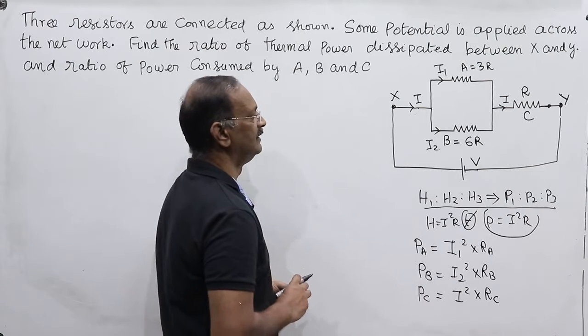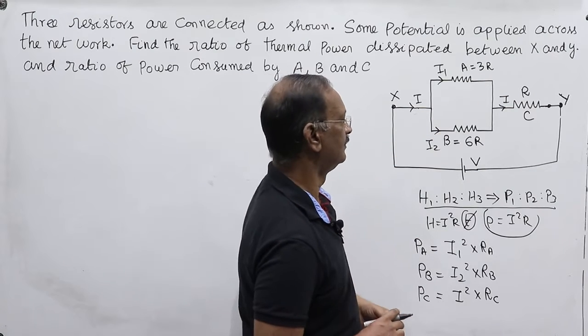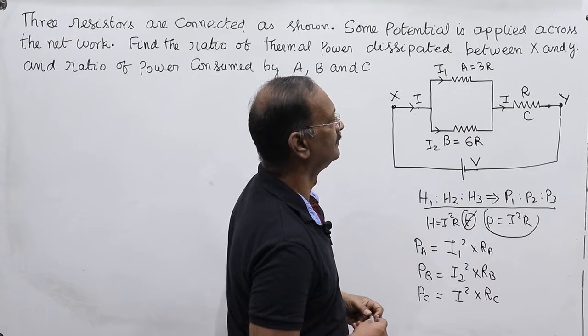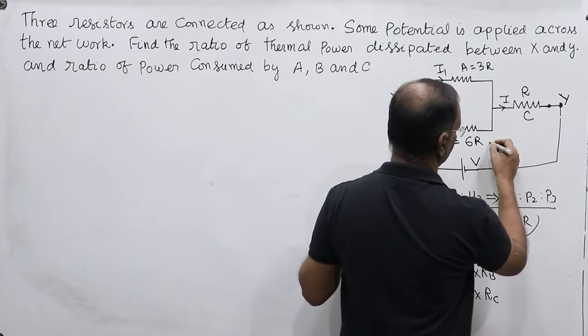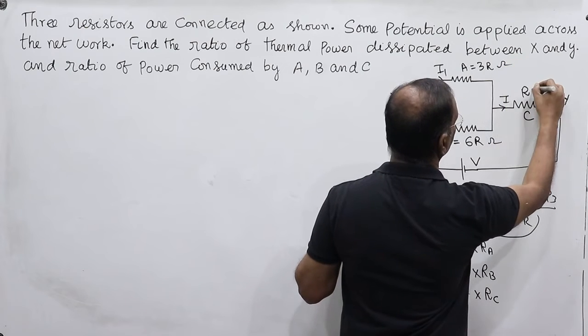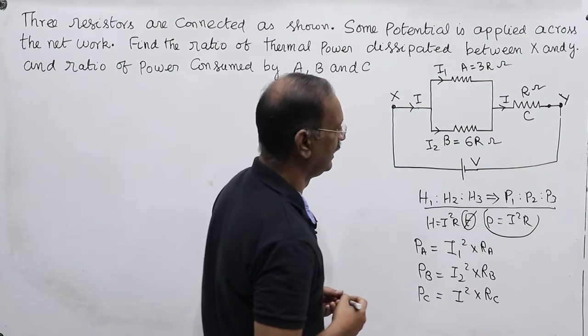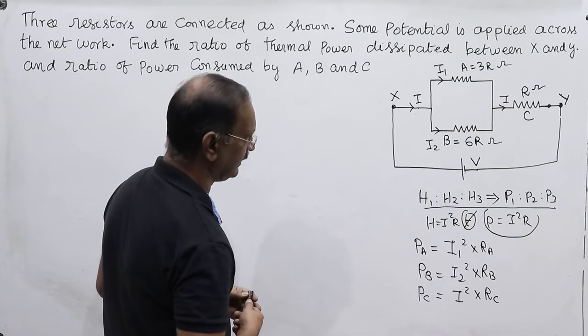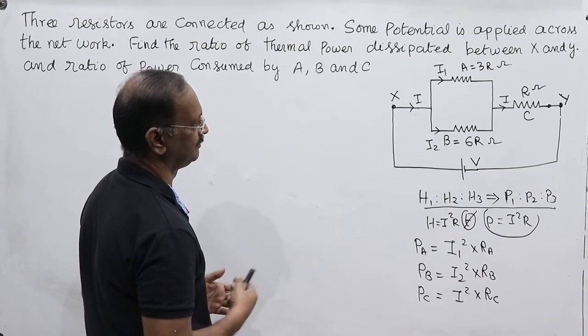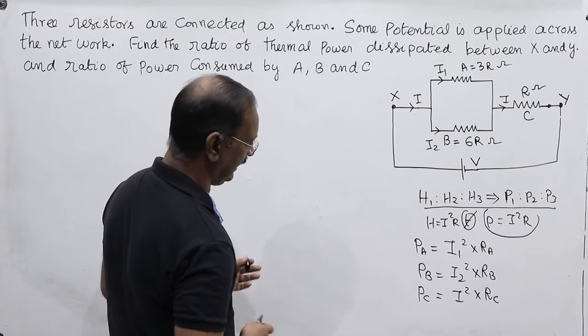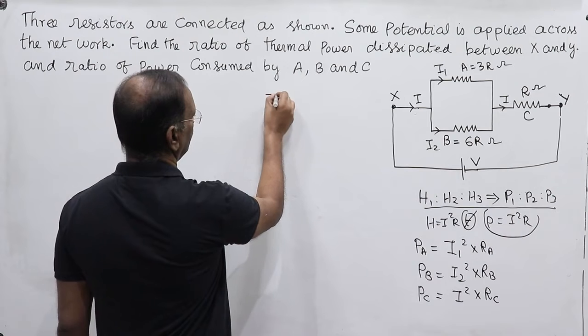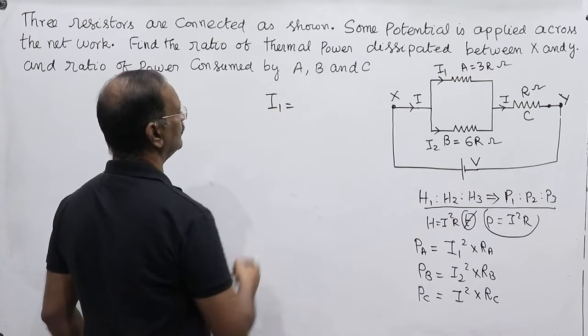It is given A is equal to 3R, B is equal to 6R, and C is equal to R. All are in ohm; only then it gives the indication that they are resistances. So we can write P of A is to P of B is to P of C. And what about the I1? Now we need to find out I1 and I2 in the two branches.